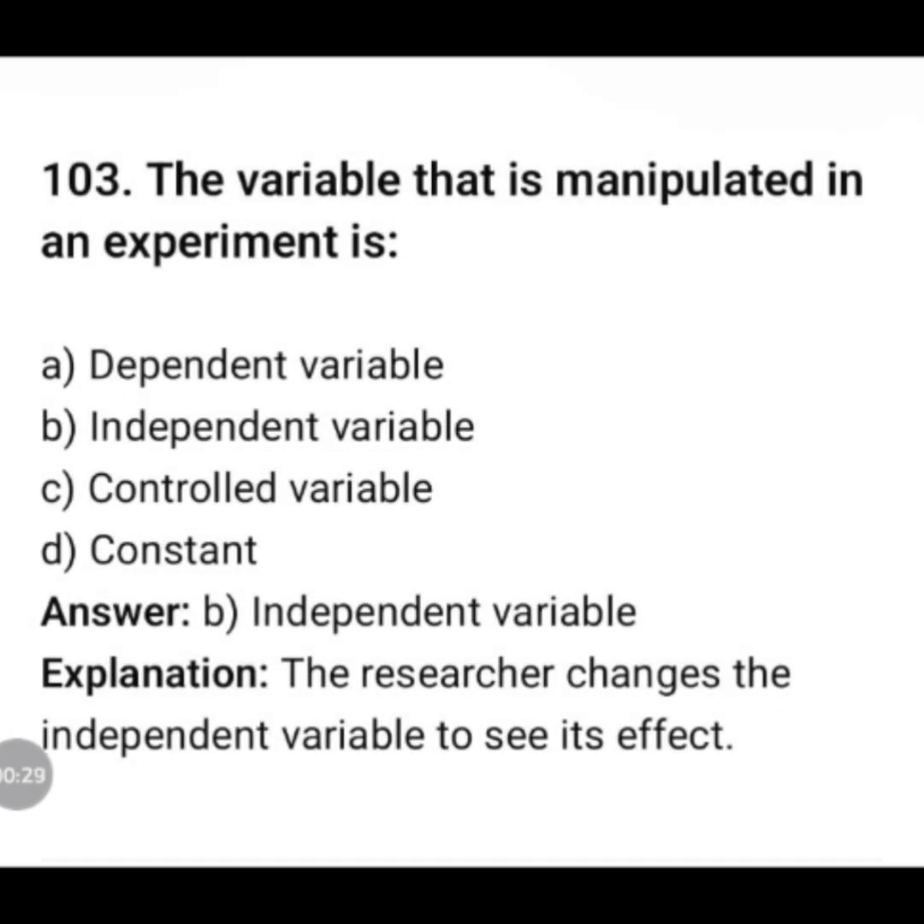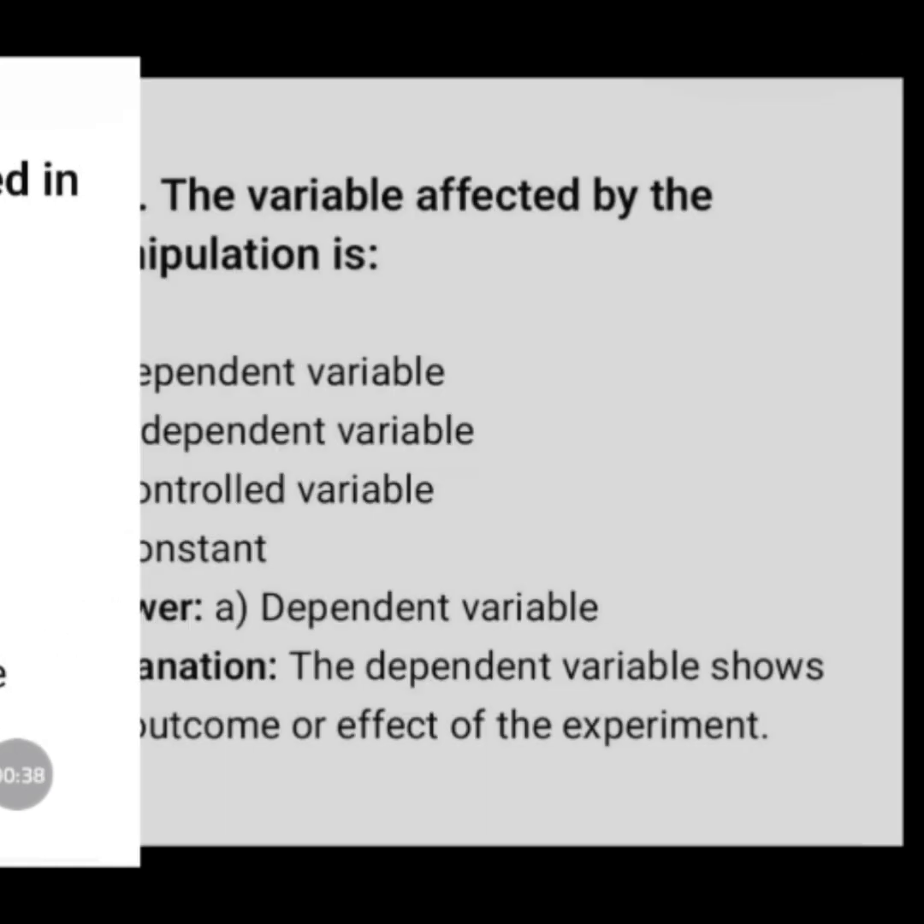The variable that is manipulated in an experiment is dependent variable, independent variable, controlled variable, constant variable. The correct answer is option B, independent variable. The researcher changes the independent variable to see its effect.